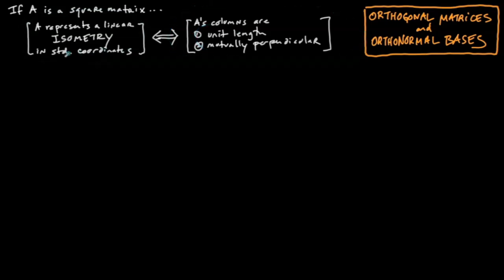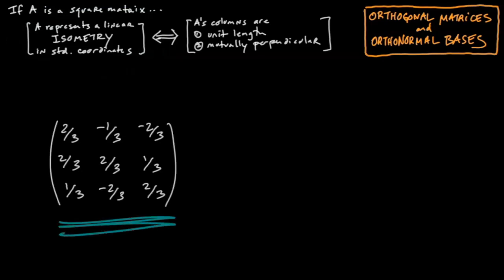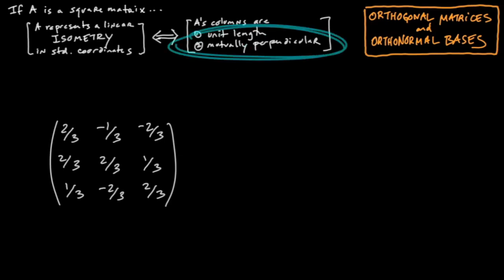If we know our matrix represents an isometry, we know these two conditions hold. If we see a square matrix for which these two conditions hold, then we know it represents an isometry in standard coordinates. For example, if we see a matrix like this, a 3x3 matrix, a little quick calculation shows that its columns satisfy both of these conditions.